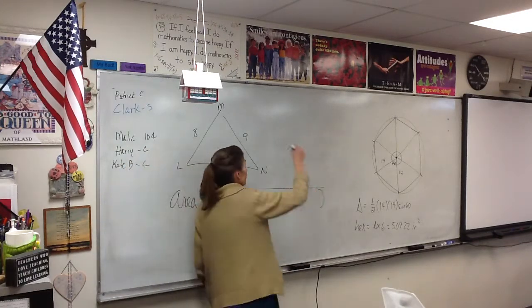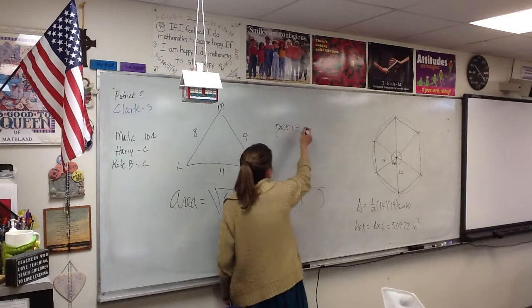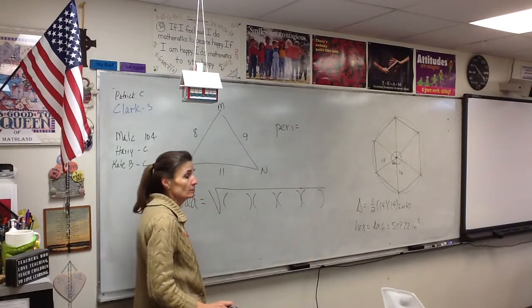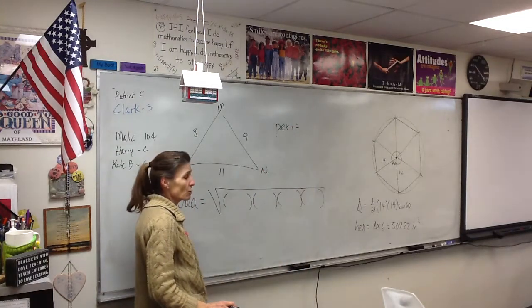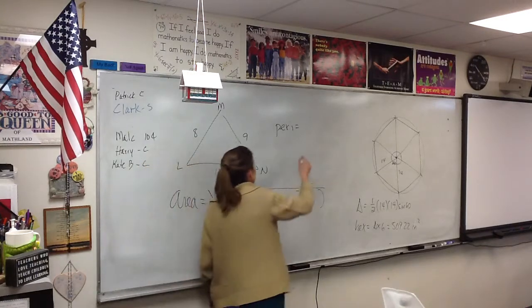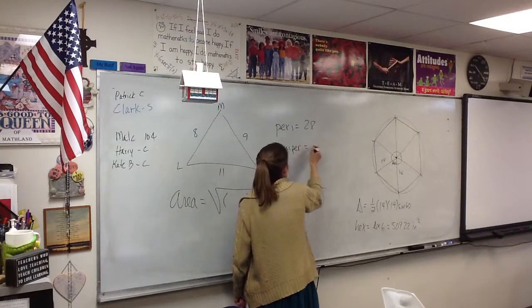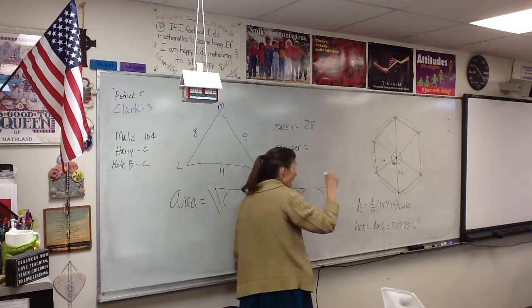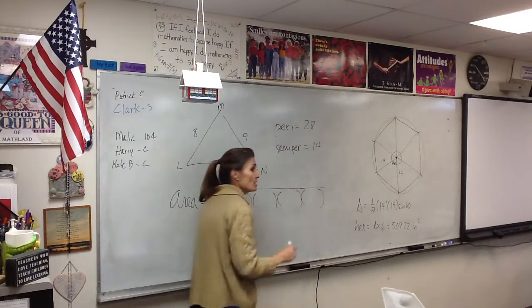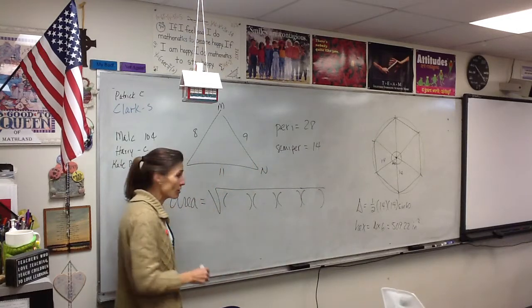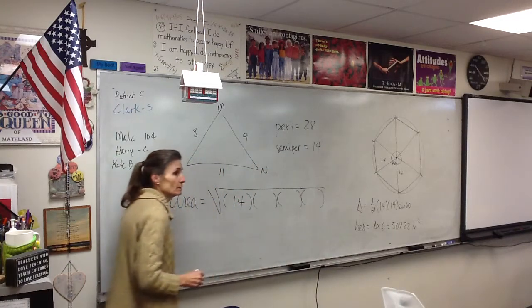So step 1, hang on Maya. So step 1 is I need to find the perimeter of my triangle. What's the perimeter of my triangle? 28. So then I'm going to use, like Maya said, the semi-perimeter, which is half the perimeter, it's 14. You've got to calculate that to get started, and that's what goes right here.